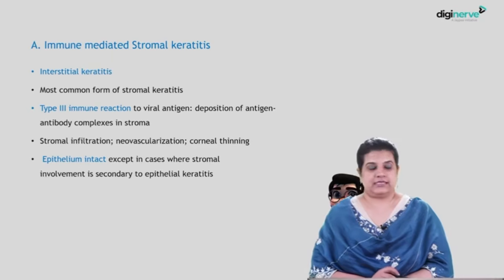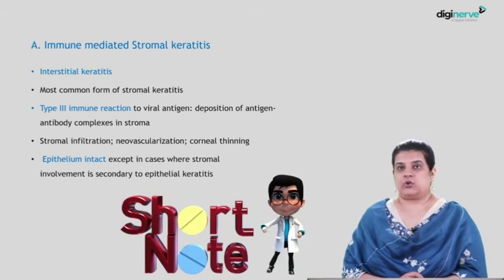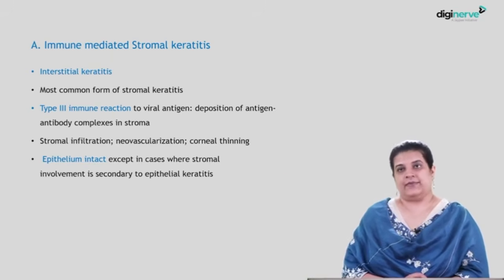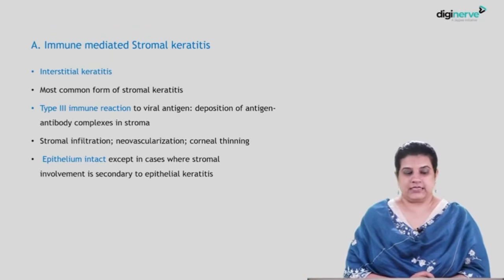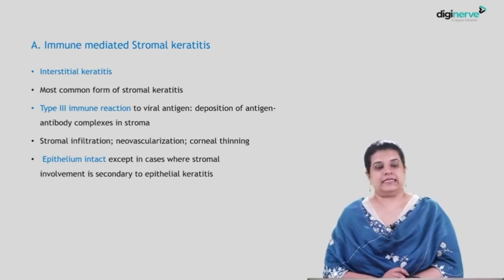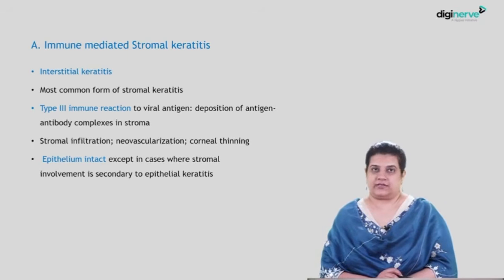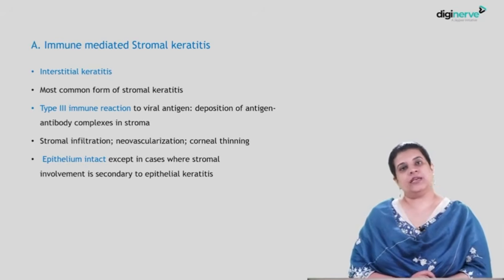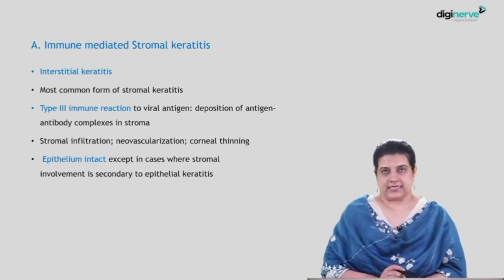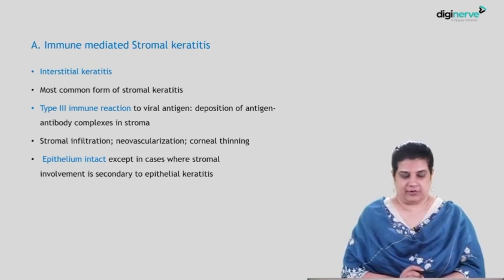Now, stromal keratitis can also be immune-mediated stromal keratitis, which is also called interstitial keratitis. This can come as a short note. Interstitial keratitis is the most common form of stromal keratitis. It's a type 3 immune reaction to the viral antigen, and in this we have deposition of antigen-antibody complexes in the stroma. So you can get a question: what type of immune reaction is seen in interstitial keratitis? Type 1, type 2, type 3 or type 4? The answer is type 3.